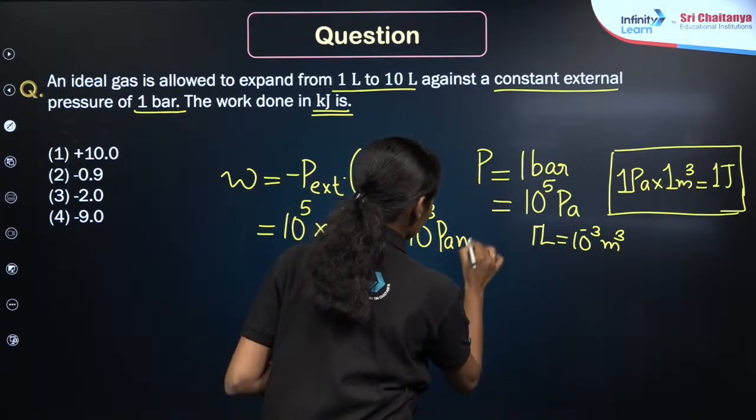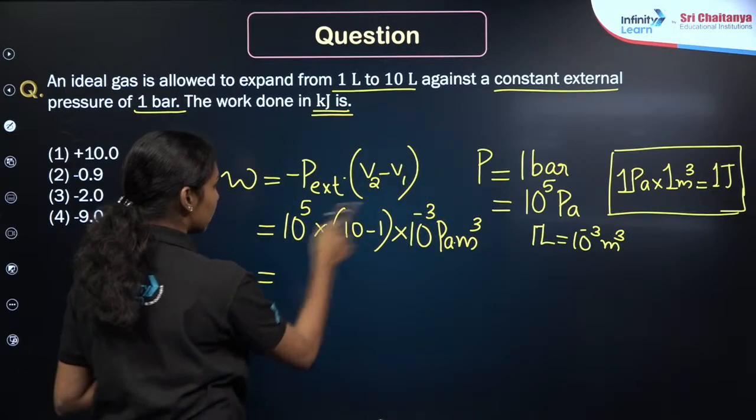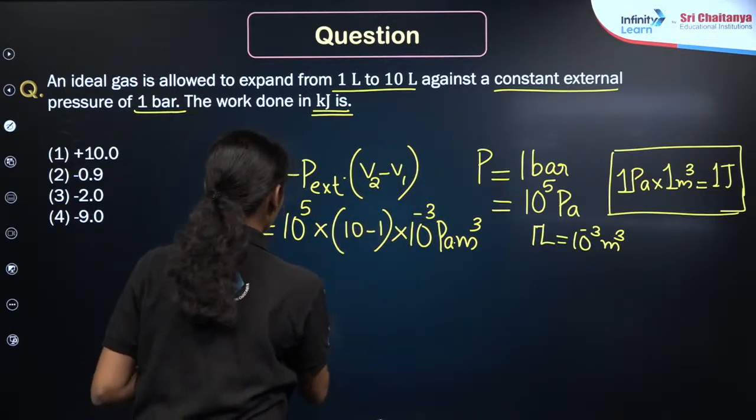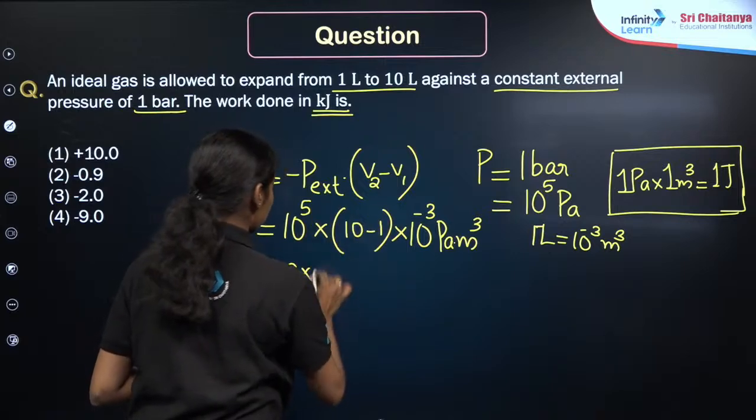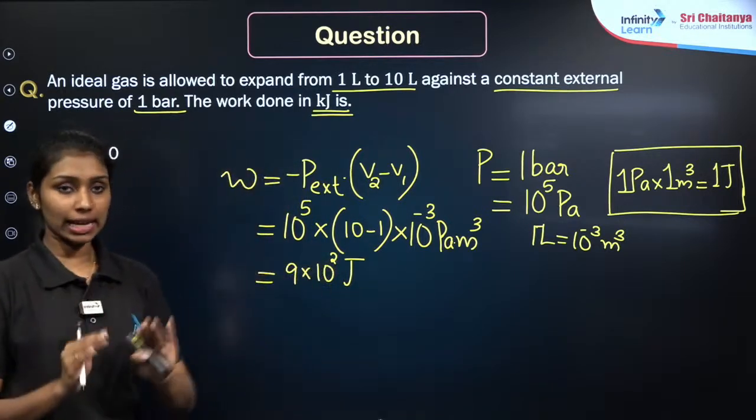This will be in Pascal meter cube. Then what will be the final answer here? 10 minus 1 is 9, so 9 into 10 to the power 5 minus 3. This will be in joule. 900 joule will be the final answer in joule.